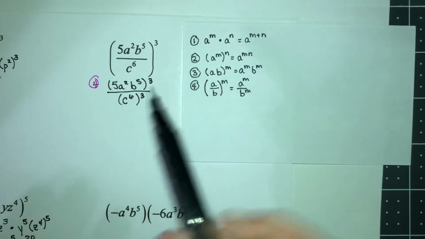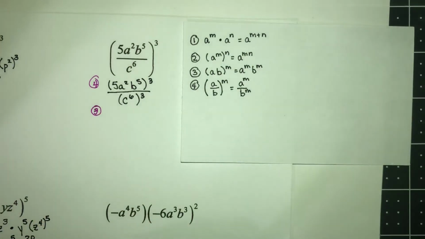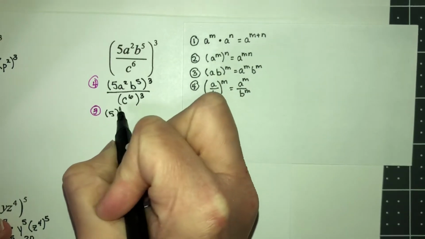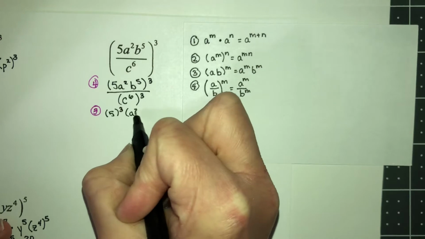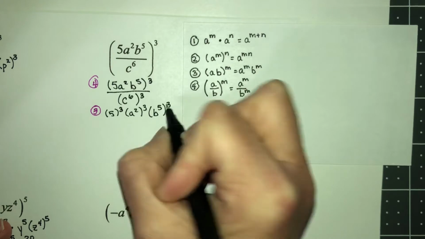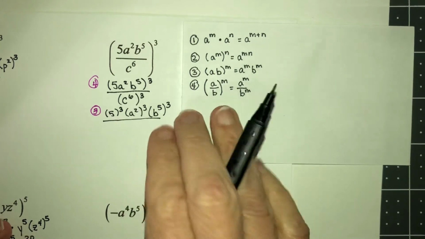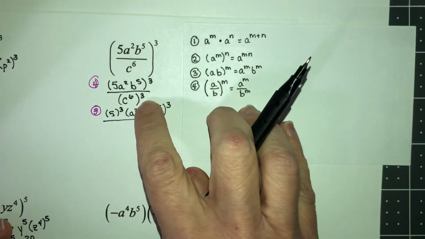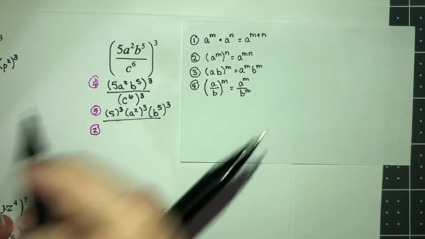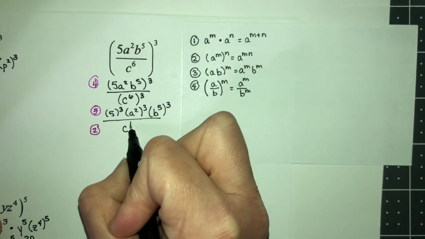In the top, I have three things multiplied together, all raised to the 3rd power. What I have here is property number 3. So in the top, I'm going to use property number 3. And it says I take this 3 and I apply it to each of them. So I have 5 to the 3rd power, a squared to the 3rd power, b to the 5th to the 3rd power, over. Now in the bottom, it's a little bit simpler, I just have an exponent raised to an exponent. That's property number 2. So in this case, I multiply exponents and I get c to the 18th.